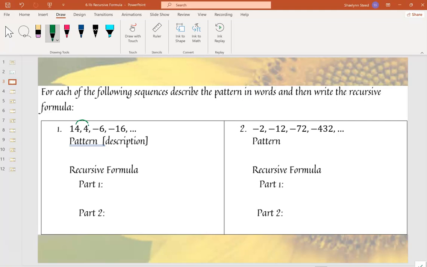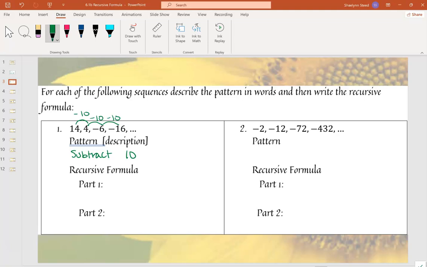To go from 14 to 4, we have to minus 10. Then to go 4 to -6, that is also minus 10, so let's check this last one. This is also minus 10. So my pattern is going to be subtract 10.